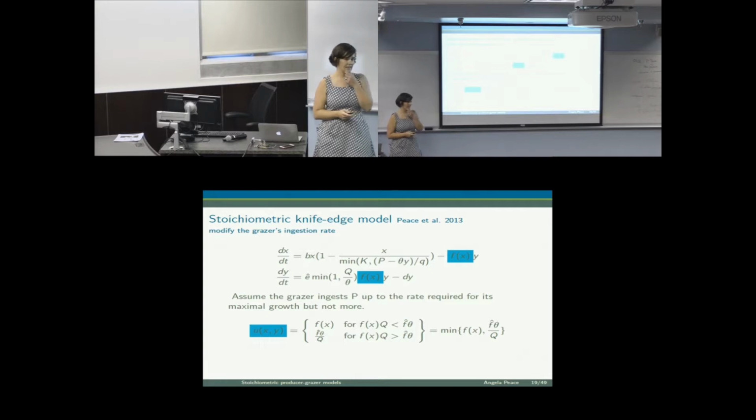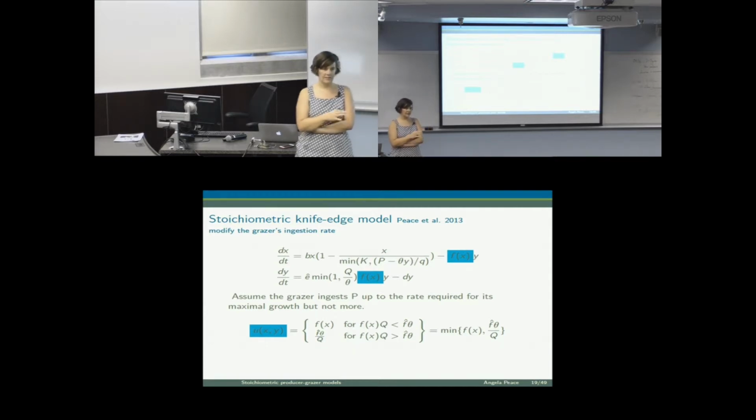Okay, so taking the assumption that grazers are going to ingest P required for the rate of their maximal growth, but not more. Okay? We're going to replace this feeding rate with what we're calling this uptake function. So this term highlighted in blue is going to be replaced by this new term defined down here, in order to put a cap on the feeding rate when we have high levels of phosphorus in the food.